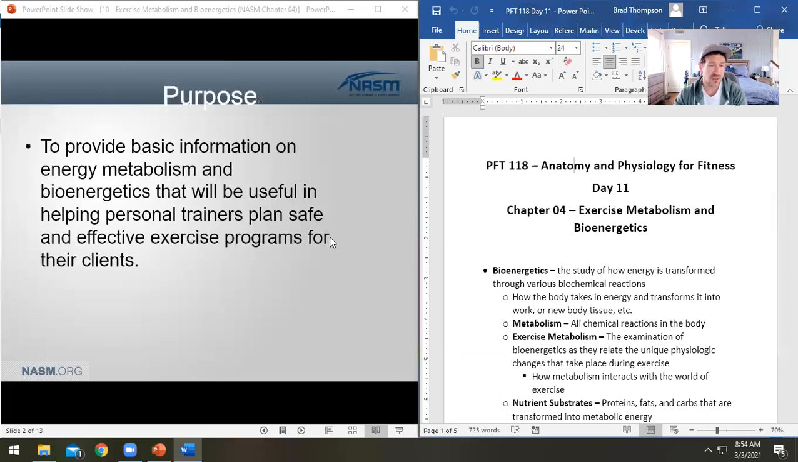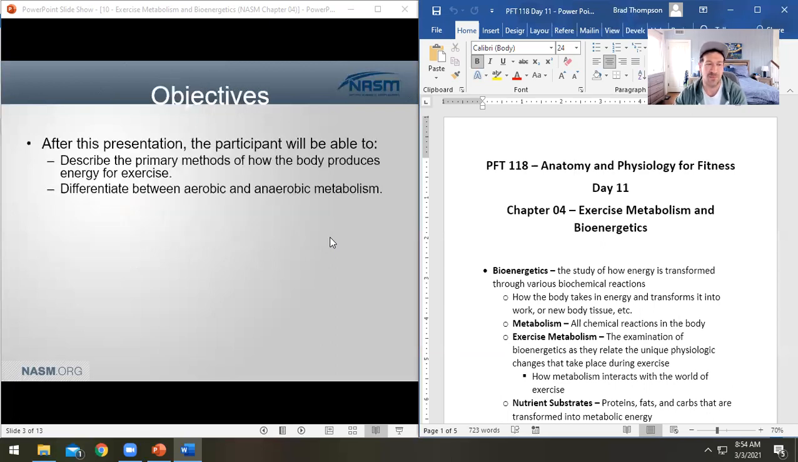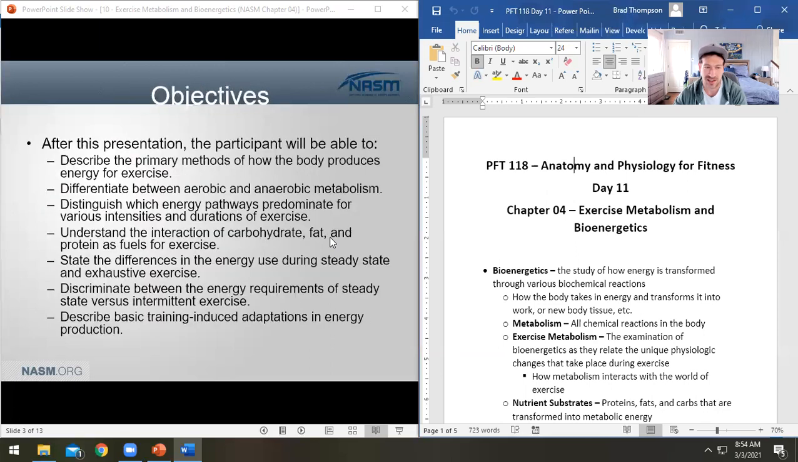So the purpose today is to provide basic information on metabolism and bioenergetics, and that'll be useful for us to plan very safe, but also very effective exercise programs for our clients. So after today's lesson, we want to be able to describe how the body produces energy. We are going to go through our energy systems again, cellular respiration again, and differentiate between aerobic versus anaerobic metabolism, talking about when it's oxygenated versus when it's not, and which energy pathways predominate at which intensities.